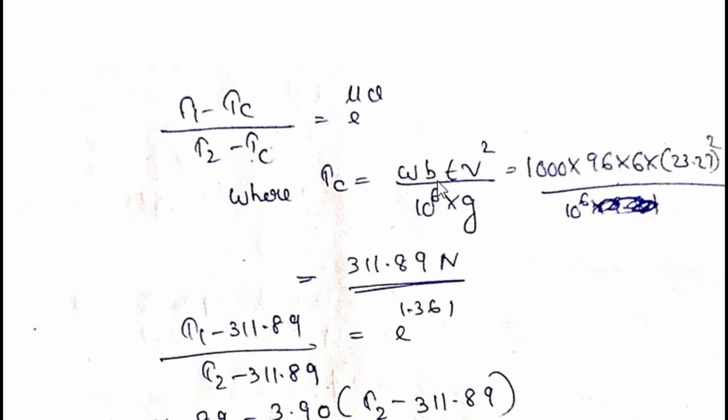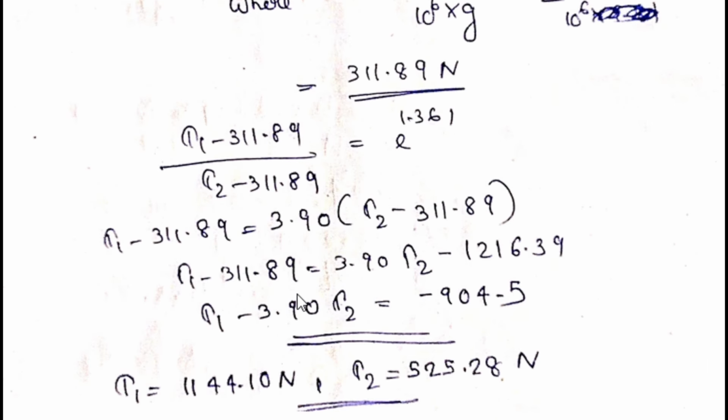Here also W by g can be replaced by rho, which you know the value is 1000. So you get the value of Tc. Substituting in this equation, T1 minus Tc whole divided by T2 minus Tc equals e raised to mu theta, we got another relation between T1 and T2. So we have two linear equations having variables T1 and T2. Solving these equations, we get the values of T1 and T2. So now we got the tension.